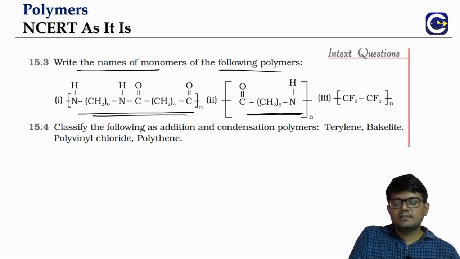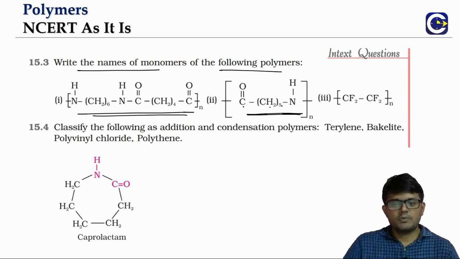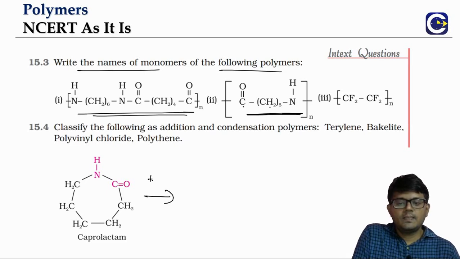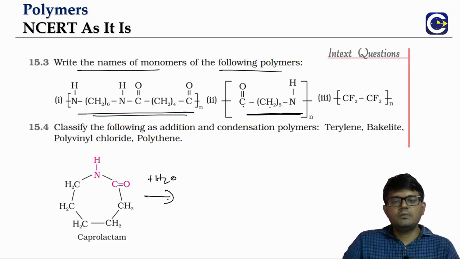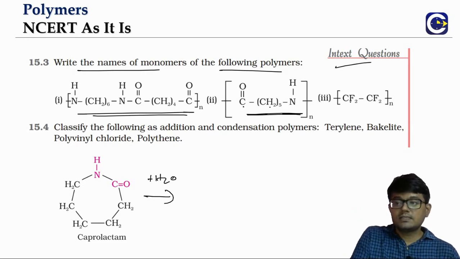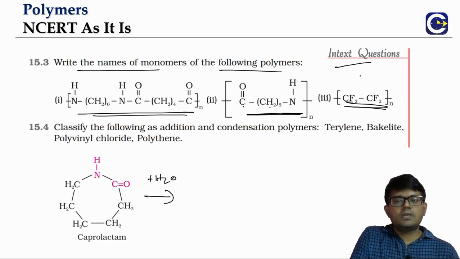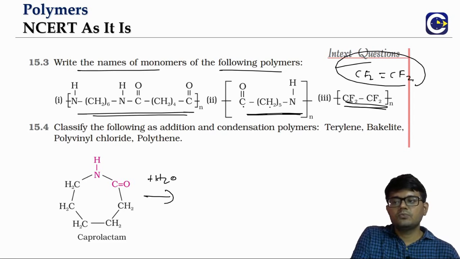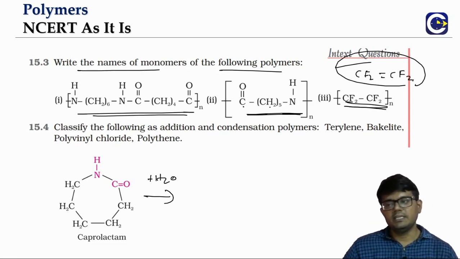Then what is this? This is nylon 6, CO CH2 5 times NH. What is the monomer for that? It is the caprolactam. Caprolactam on doing the hydrolysis will form aminocaproic acid, and condensation will give us the nylon 6. What is this? Teflon. What is the monomer for that? CF2 double bond CF2, tetrafluoroethene.